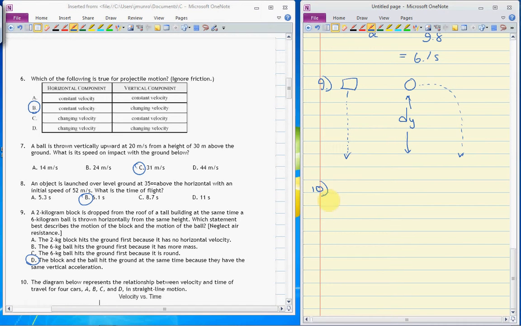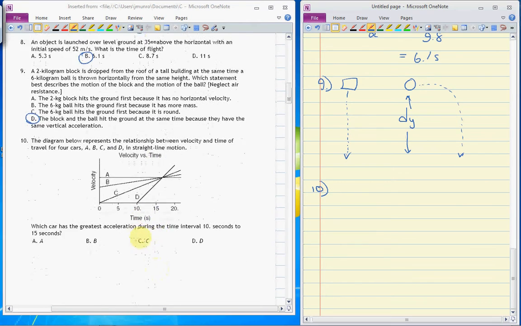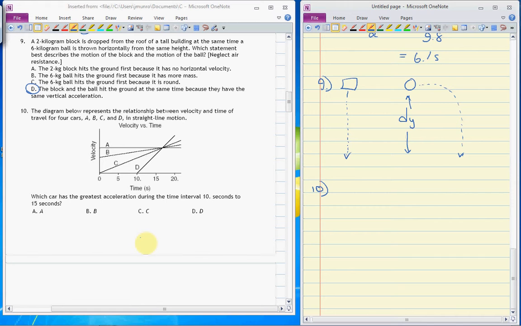Number 10. We have this diagram representing the motion of 4 cars, A, B, C, and D. Which has the greatest acceleration during the time interval of 10 seconds? Acceleration is the change in velocity over the change in time. Another way to think about this is the slope of the velocity versus time graph. A casual look at this one will show us that the steepest slope is D, and therefore it is also the greatest acceleration.